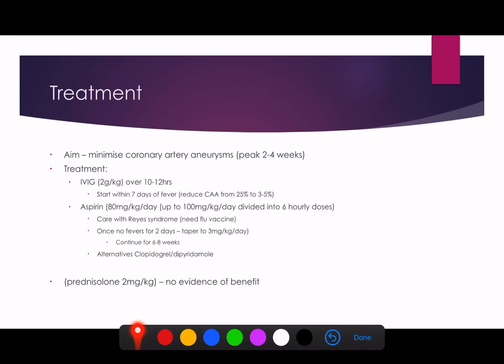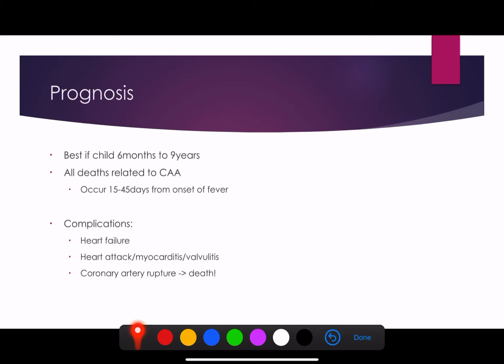Some children can't have aspirin, and other alternatives such as clopidogrel and dipyridamole have been described in the literature. Some people suggest also adding in prednisolone, although to be honest there's not been any evidence that it improves outcome any more than IVIG and aspirin. So the prognosis is actually not too bad for most patients. Coronary aneurysms are the main morbidity and mortality for these patients.